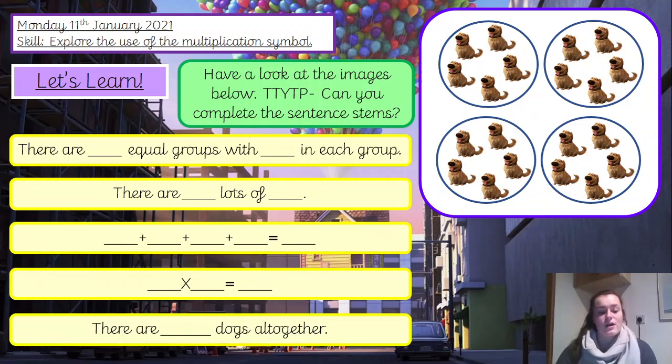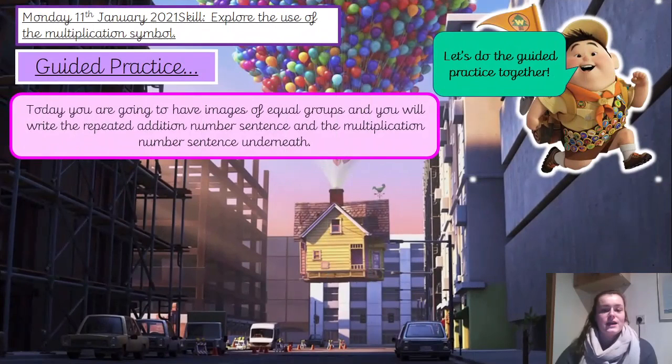So there are going to be how many dogs altogether? So now we've got our number sentences. Just double check your answer. There are blank dogs altogether. There are 20 dogs altogether. Well done if you got that. Brilliant job.